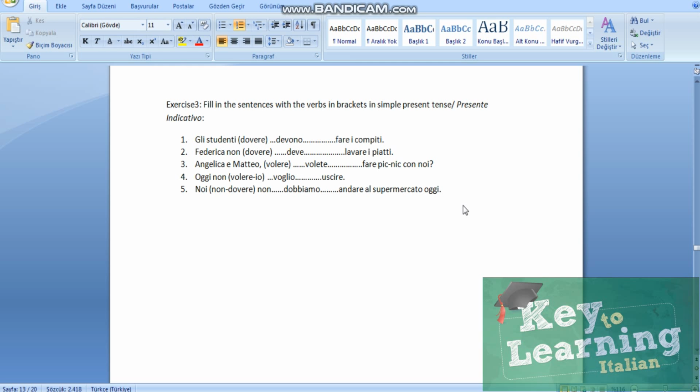So this was our exercise on verbs in simple present tense in Italian, in presente indicativo.